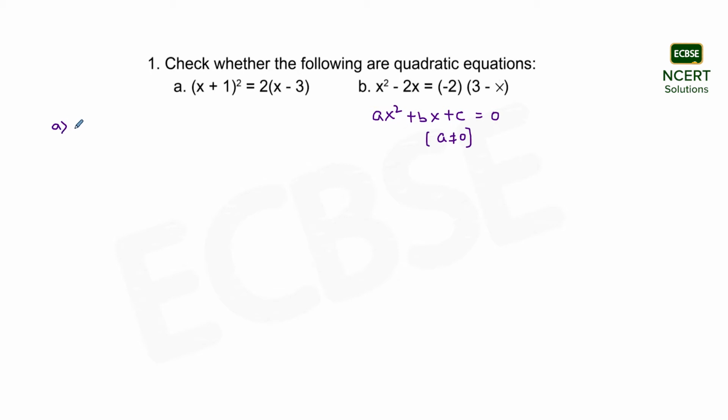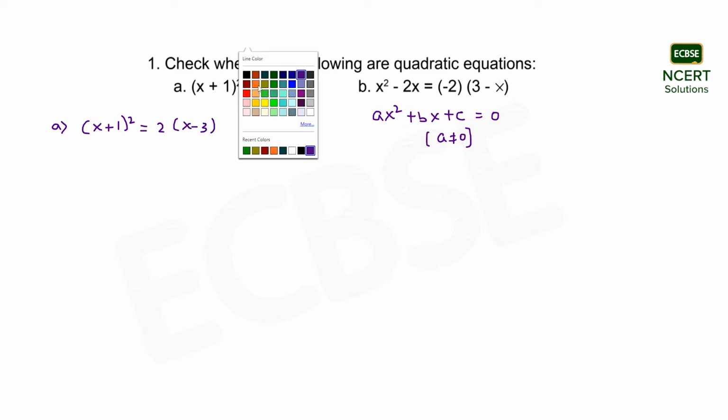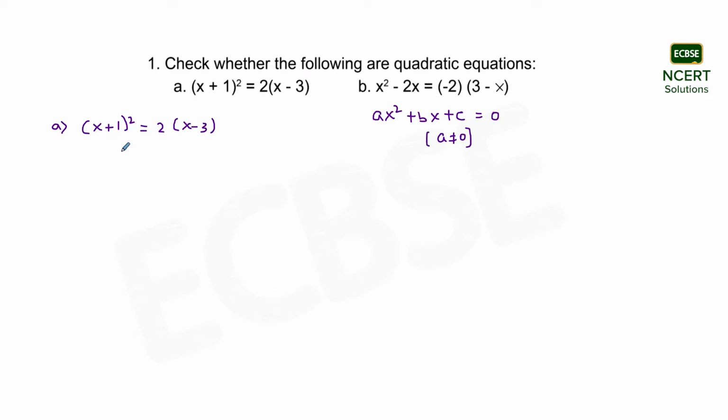Now coming to part a of the question, the equation provided is (x + 1)² = 2(x - 3). The first step here is to simplify this equation into the standard form. I am using the identity (a + b)² = a² + b² + 2ab. As a in this case is x and b is 1, using the identity I'll get x² + 1 + 2x = 2x - 6.